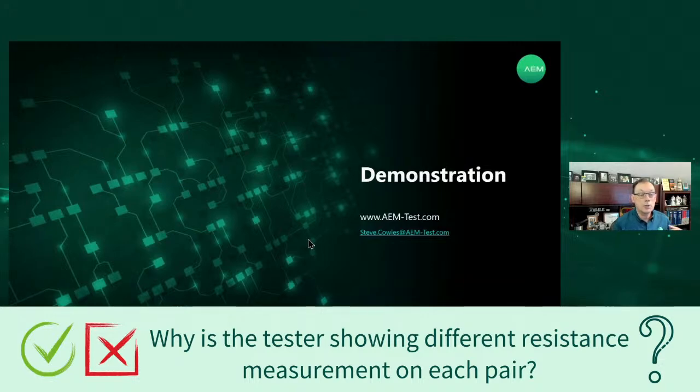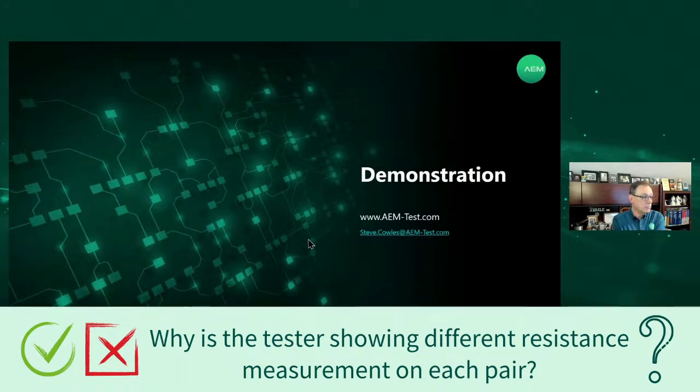You'll see this live in the field when you're running a test with your equipment, whoever's test equipment you're using. You will see, especially the longer the cable is, that there is a difference in the resistance of each pair. So 1 and 2, 3 and 6, 5 and 4, and 7 and 8, each of those pairs is going to have a different resistance value. So the question is, why is the tester showing different resistance measurements on each of those pairs?